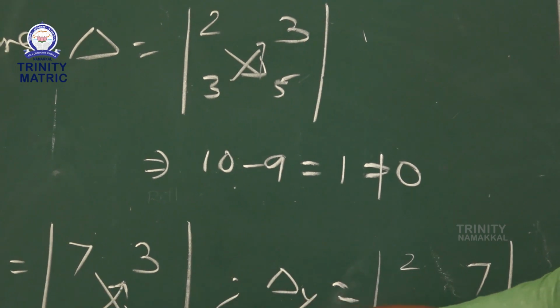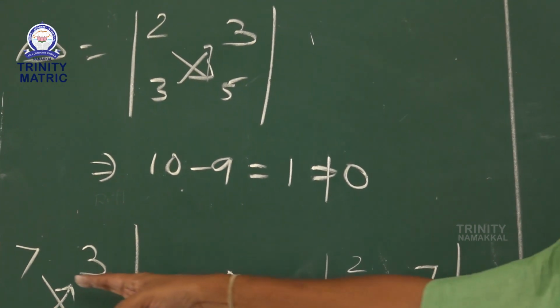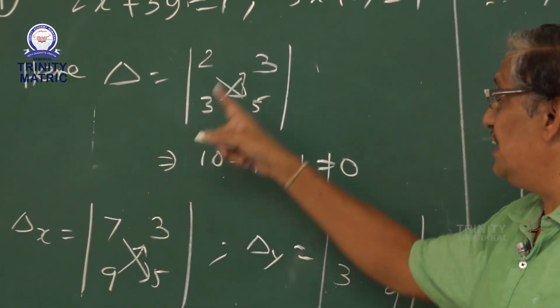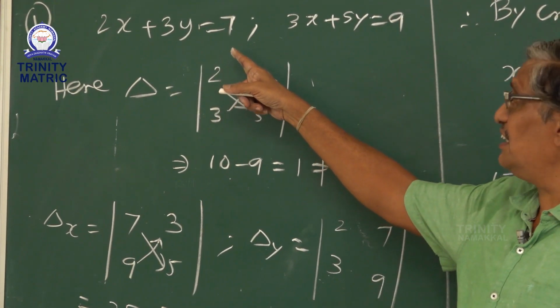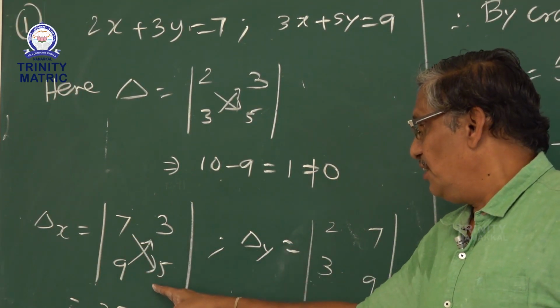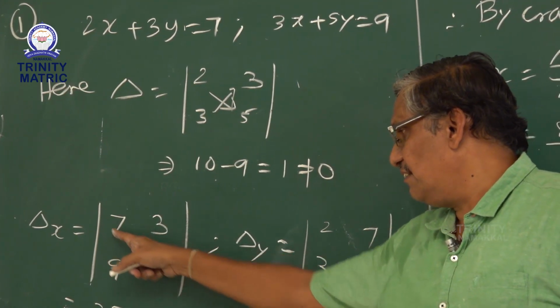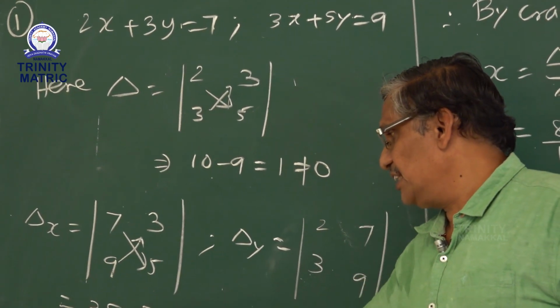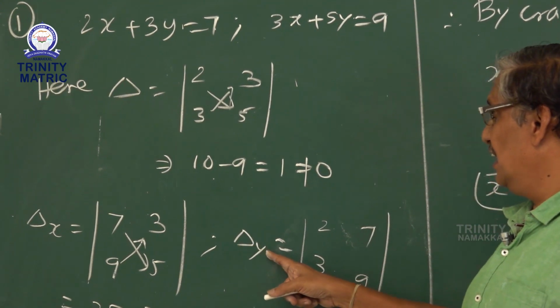We have to find del x. How will we find del x? Instead of the coefficients of x, 2, 3, you have to remove them and put the B matrix. What is that? 7, 9. So 7, 9, 3, 5. You have to find the value of del x. 7 5s are 35, 9 3s are 27. 35 minus 27 is 8.